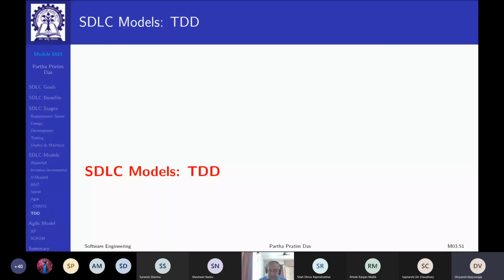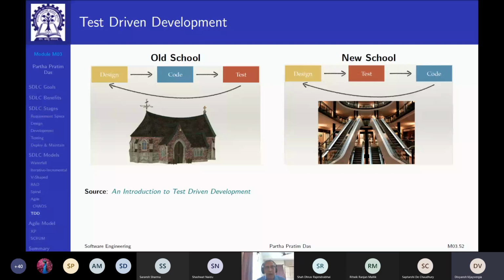What I'm going to discuss next is known as TDD, which is known as test-driven development. Right? A very interesting thought. So this is what is being called the old school, where you design, then you code, then you test. Then you come back and design again. That is what we have been discussing.